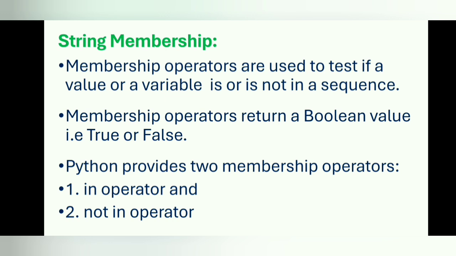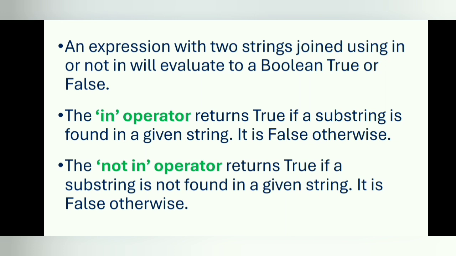Membership operators are binary operators. Python provides two membership operators, the in operator and the not in operator. The in and not in operators can be used with strings. An expression with two strings joined using in or not in will evaluate to a Boolean true or false.